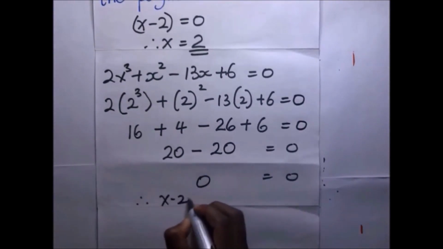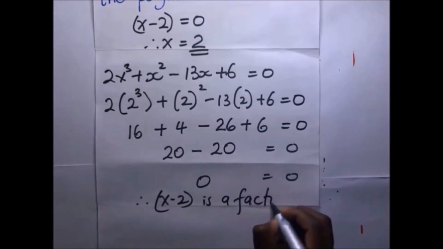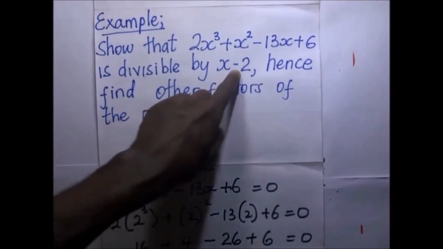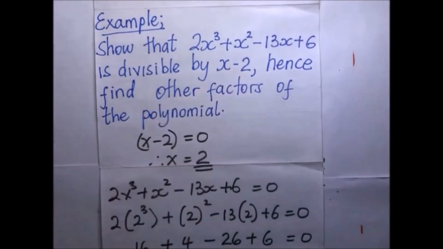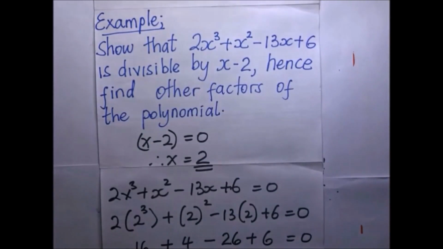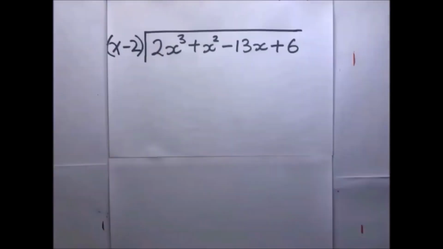Now, x minus 2, we've proven that it's a factor. Hence, find the other factors of the polynomial. So we need to find the other factors of this polynomial. So we use long division to find the other factors of the polynomial, like this.